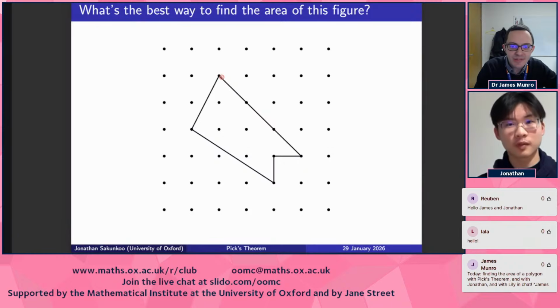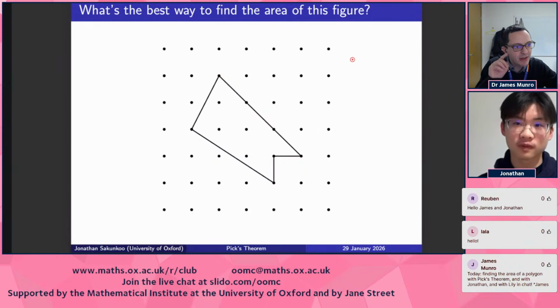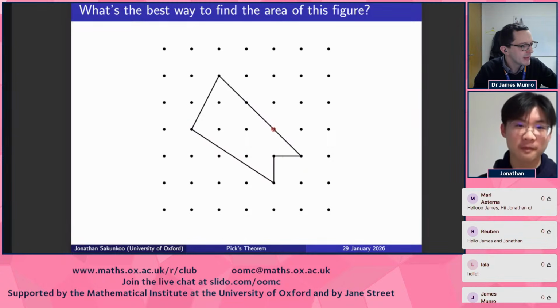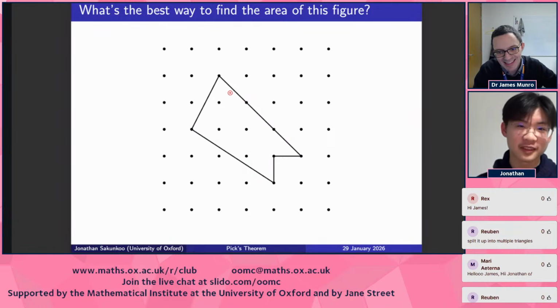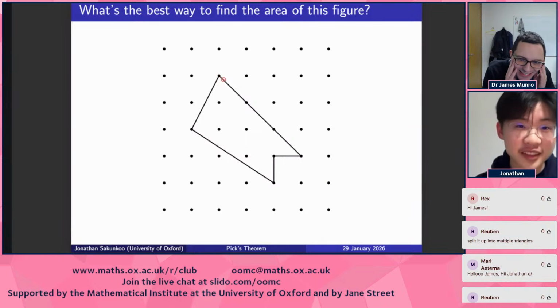I think at school, thinking about areas, I learnt about area of a rectangle, area of a triangle, and then in A level, trapeziums were very important for some reason. So hi to Rex and Murray in chat. And Ruben says split it up into multiple triangles. And yeah, exactly. So that's probably the first and most natural idea we'll get to.